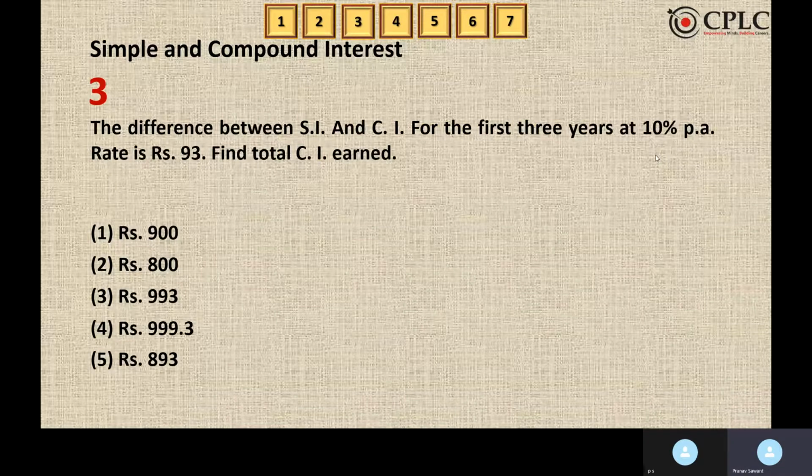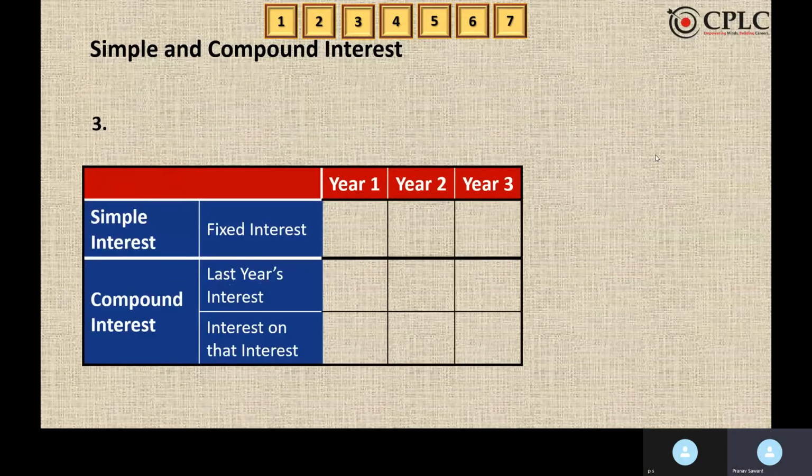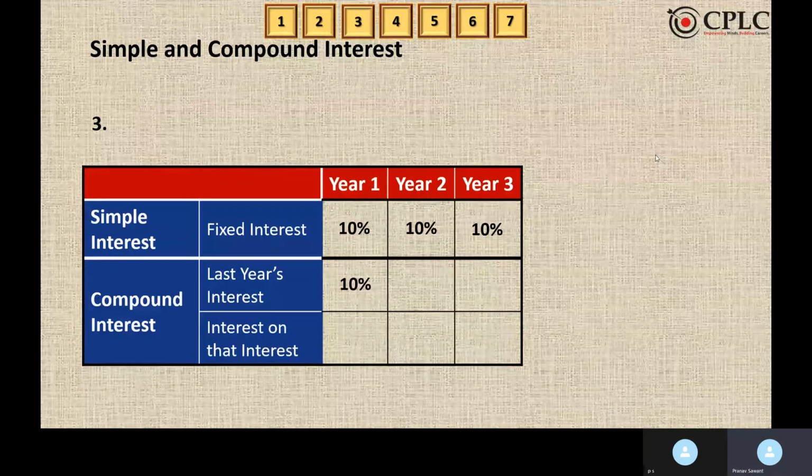The difference between SI and CI for the first 3 years at 10% per annum rate is rupees 93. Find total compound interest earned. Now, it's for 3 years. Simple interest is fixed for every year and compound interest increases for every year. Simple interest will be 10% for each of the 3 years. Compound interest for the first year is 10%. So compound interest for the second year will obviously be greater than 10.